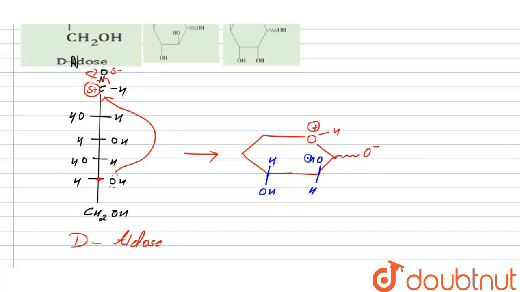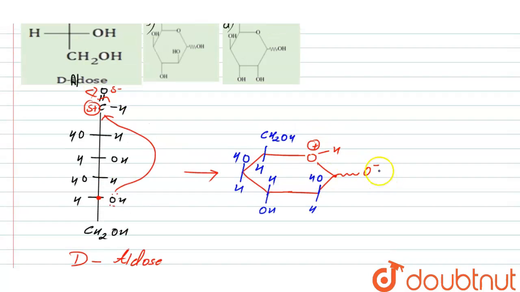In this structure, which is called the Haworth structure, the groups which are at left will be written above and the groups which are at right will be written below. So as OH is at left, here we will write OH above and H below. In the fifth carbon, here we have an oxygen bond, and here we have the CH2OH group. So here we will write CH2OH, and H will be like this.